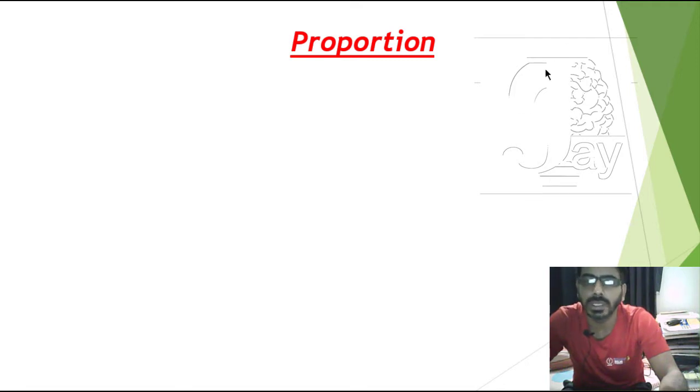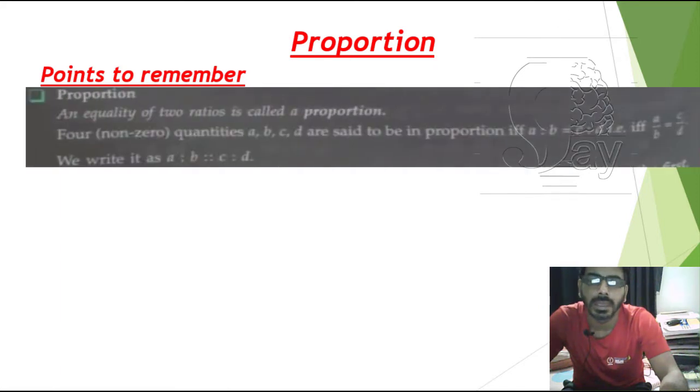So what is proportion? Let us see. An equality of two ratios is called proportion. So when we have two ratios and we equate them, it is known as proportion. If we have four quantities A, B, C and D, and the ratio of A is to B and the ratio of C is to D, when they are equated, we say that the four quantities are in proportion. And we also say A is to B is same as C is to D, because these ratios are equal. So A by B equals C by D.